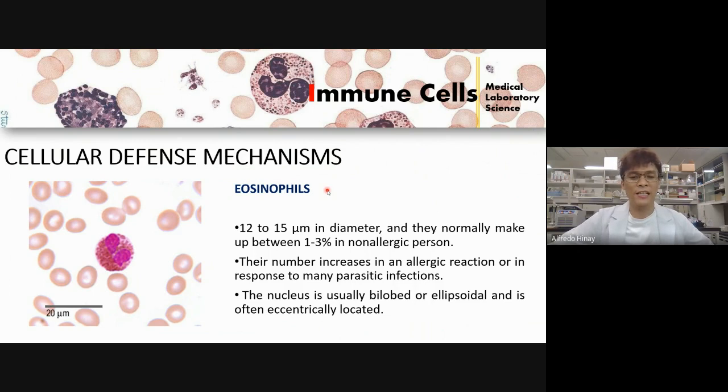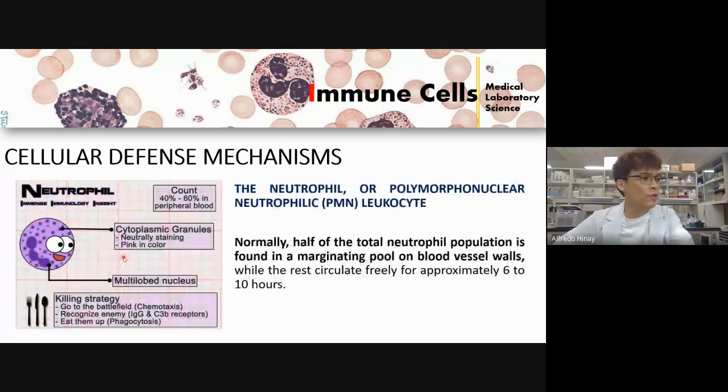Yan. Okay, the nucleus is usually bilobed or ellipsoidal, and is often eccentrically located. So, eccentrically located. So, nasa ano daw sa class? Yan. We can observe here, yan, with the bilobe siya. And then you have your large granules also. Yan. Tapos, compare kanina with the neutrophil. I want to show you the neutrophil.